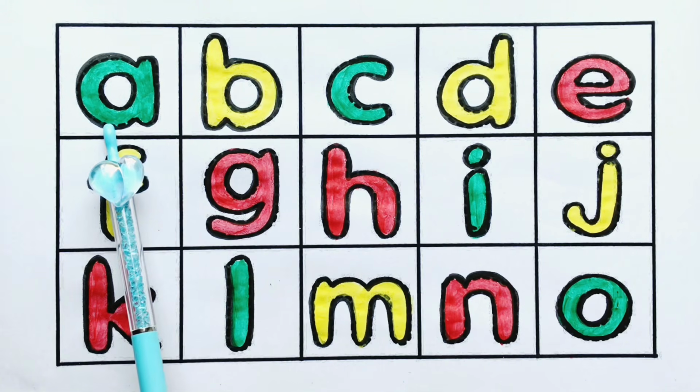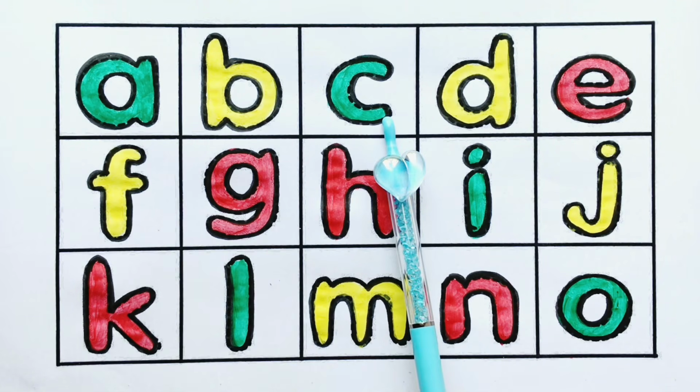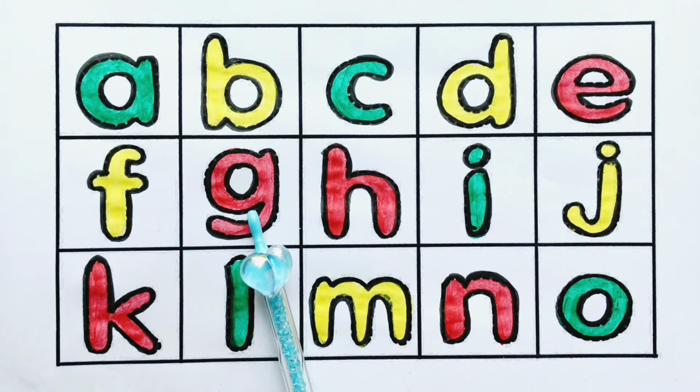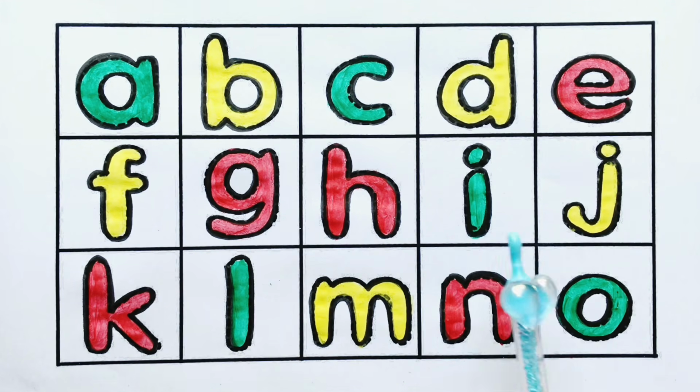Let's repeat, learn small letter A, B, C, D, E, F, G, H, I, J, K, L, M, N, O.